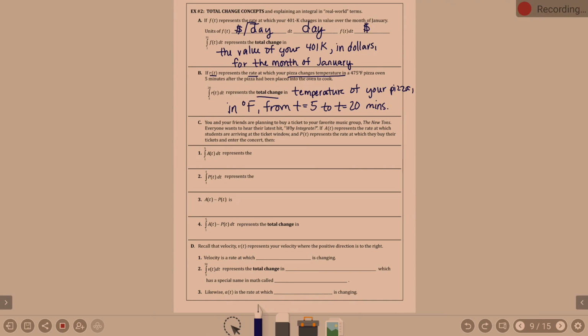The rate of students. Go back up here. What's it say A of T is? The rate at which students are arriving at the window. Okay. And when we integrate that rate, it's going to be the number of students arriving at that ticket window.